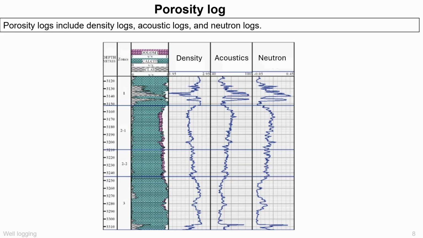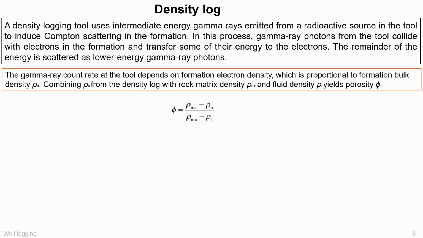The density log uses intermediate energy gamma rays from a radioactive source in the tool. These gamma rays undergo Compton scattering when they collide with electrons in the formation. The measured count rate depends on the electron density of the formation, which is closely related to bulk density.